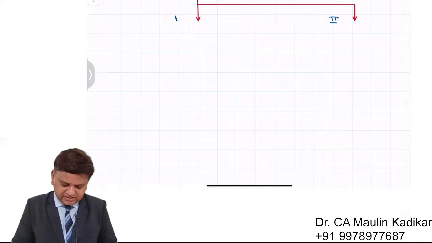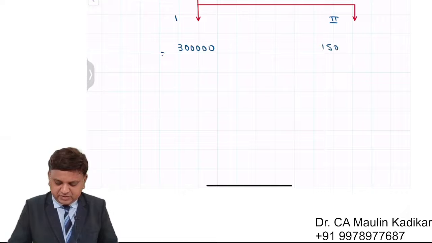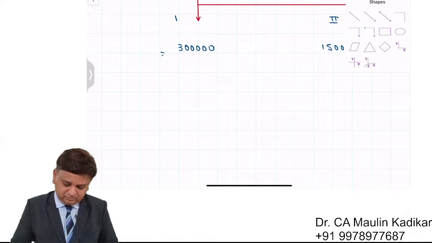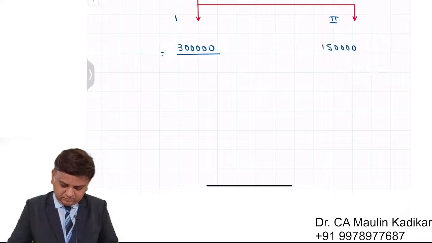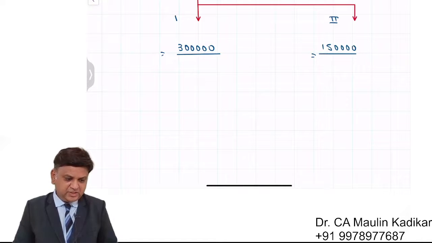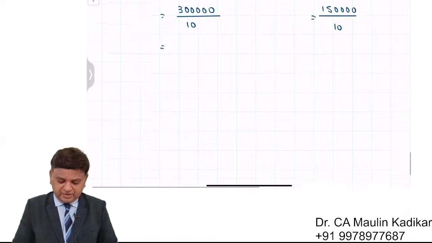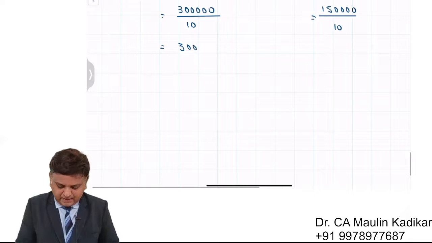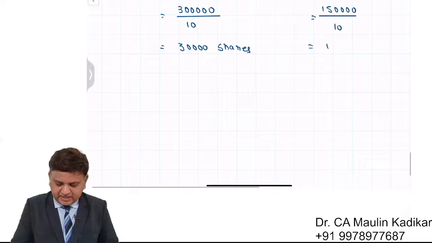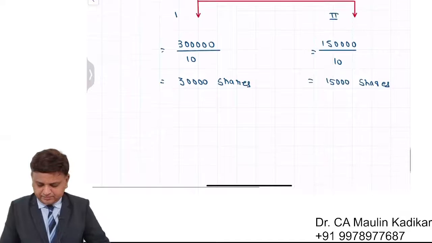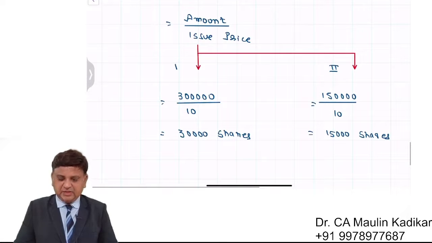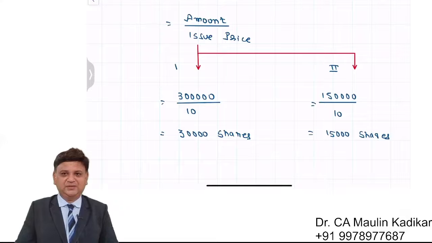Plan 1 is 3 lakhs and plan 2 is 1,50,000. What is the issue price? It is 10. Number of equity shares are 30,000. And number of shares are 15,000. This is the way the number of equity shares is to be calculated.